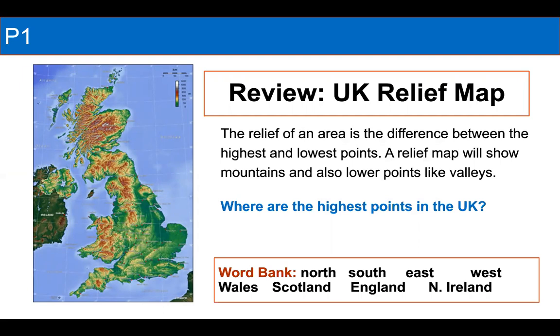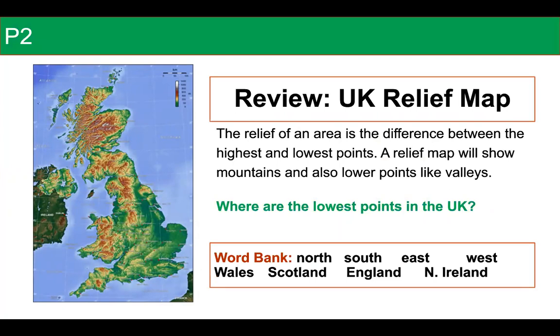So looking at this map, where are the highest points in the UK? Have a think. I'll give you a moment. Well, the highest points in the UK are in Scotland, so northern parts of England, Scotland and Wales, and you can identify them by the red areas. The red areas around here are the mountainous areas, they are the higher areas.